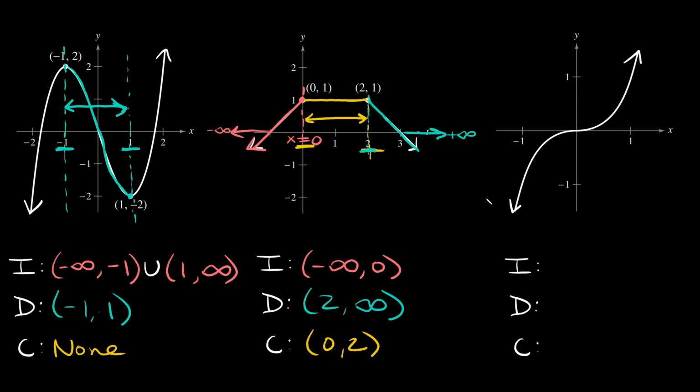All right, now we have this next function, which is a cubic function, right? So this is y is equal to x cubed. Or more specifically, if we're talking about functions, this is f of x is equal to x cubed, all right? So where is this increasing, decreasing, and constant?